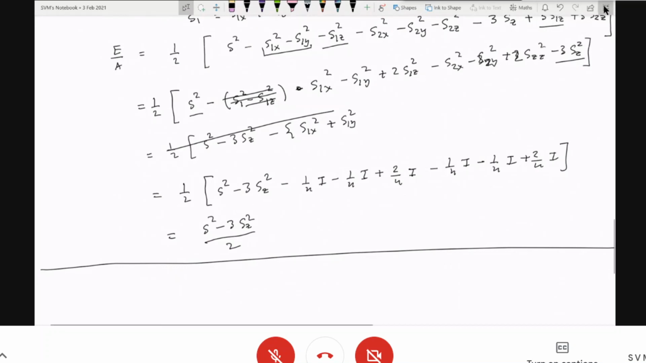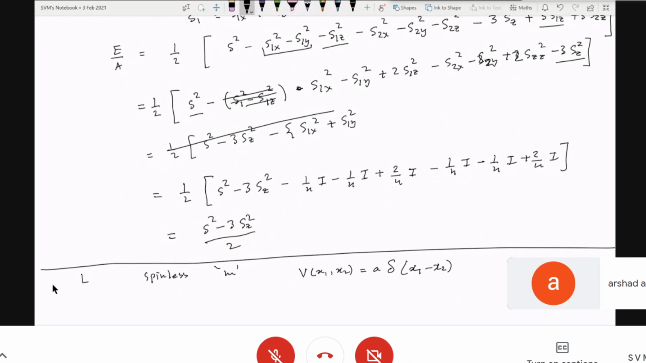And so I have one more question. A one-dimensional box with width L, capital L, contains two spinless particles, each of mass small m. The interaction between the particles is described by a potential energy V of x1, x2 equals small a times delta of x1 minus x2. The first order correction in energy, the four options are 3a by 2L. This is for the spinless particles.